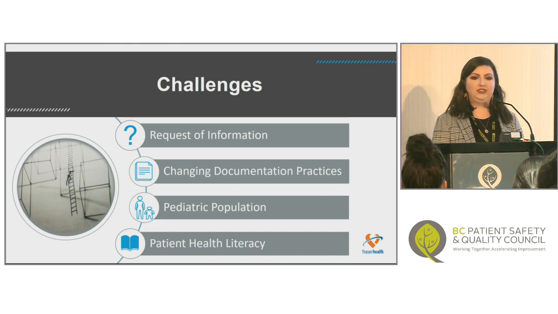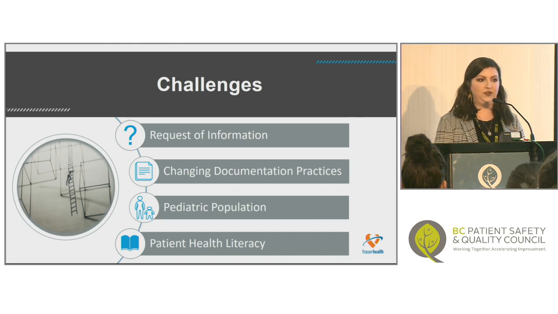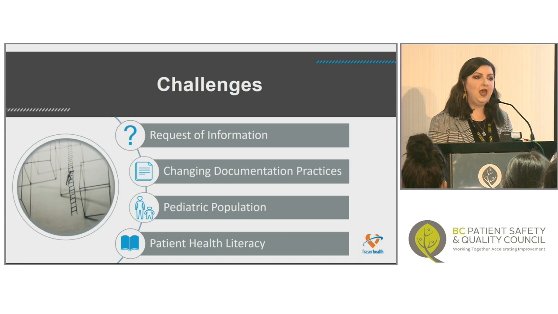Another challenge was the request of information process with Fraser Health. We were changing this. It's a manual process, and there are certain things that you're supposed to exclude when the patient requests their information. Some of this is third party or cause for harm. So when we were providing this electronically, we were bypassing that manual process. So we created some templates for clinicians to chart in electronically, in which they could put that information.